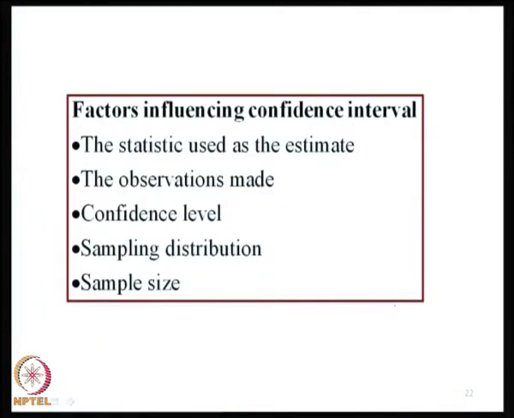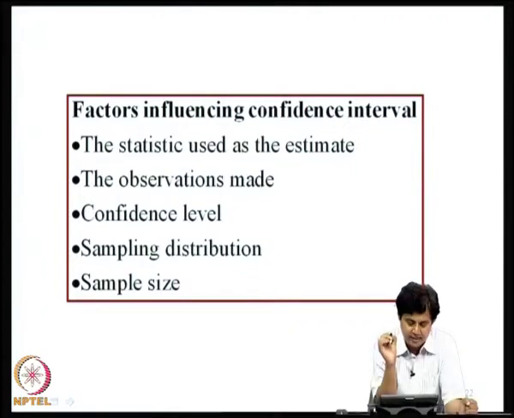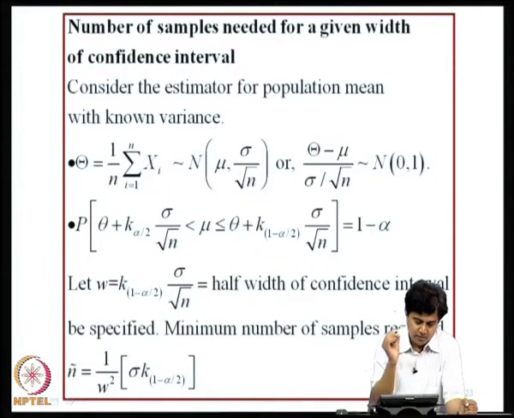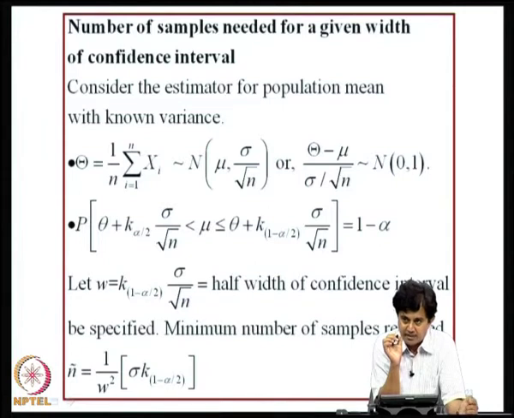So, we can summarize that some of the factors that influence the confidence interval are the statistic that we are using as estimate, the actual observations made, the confidence level that you prescribe, the sampling distribution for the statistic, and actually the sample size. Okay, these are some of the factors that influence the confidence interval. Now, the confidence interval is a function of the sample size.